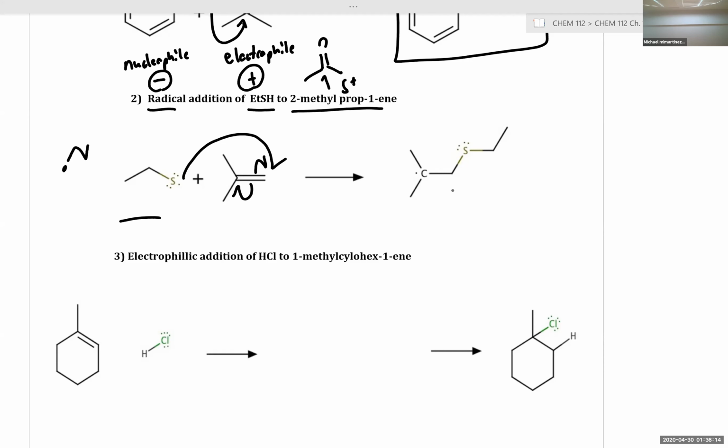Would someone like to comment on this selectivity? Why do we form the radical at this position? Would someone like to take a guess? Why is this radical formed preferentially? Is that a low or high energy radical? Yeah, it's a low energy radical.